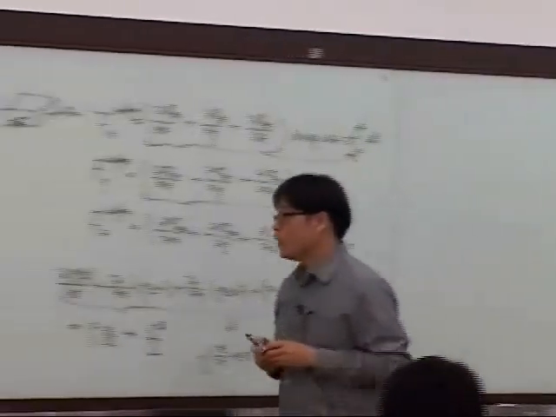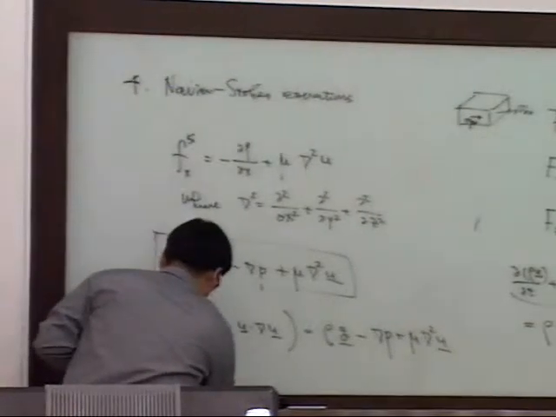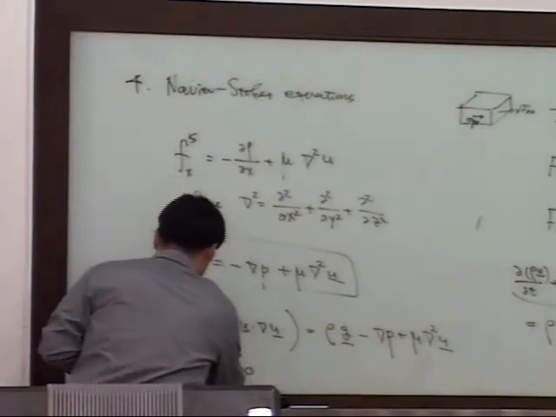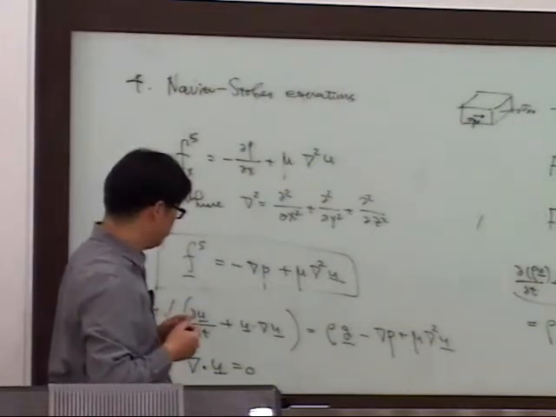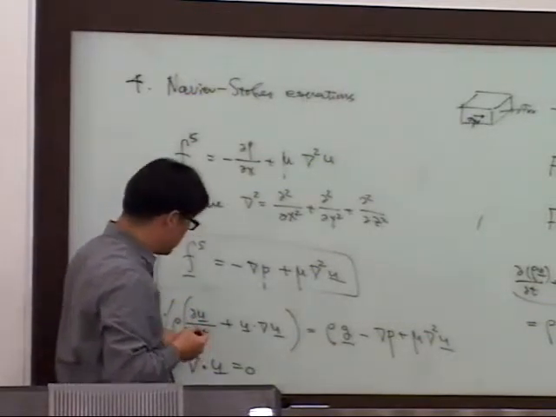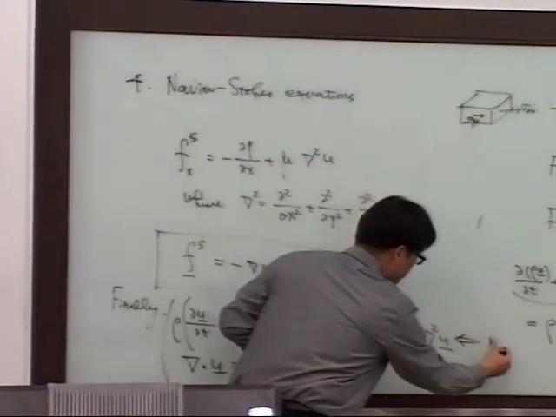So our governing equations are this plus this is equal to 0. These are the governing equations for us. So the three equations here are called the Navier-Stokes equation.